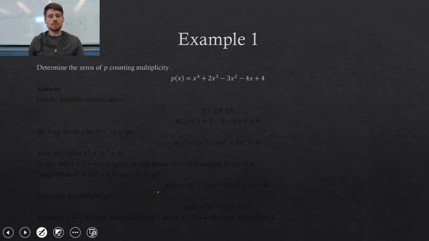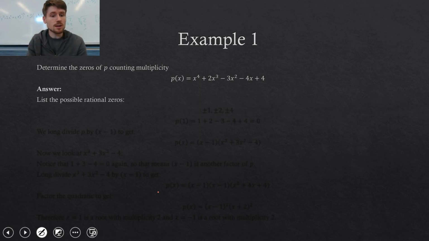Determine the zeros of this polynomial counting the multiplicity. Our polynomial is x to the 4th plus 2x cubed minus 3x squared minus 4x plus 4. So to go about this, we're first going to list out all the possible rational zeros. So the list of rational zeros, we're looking at factors of 4 over factors of 1.